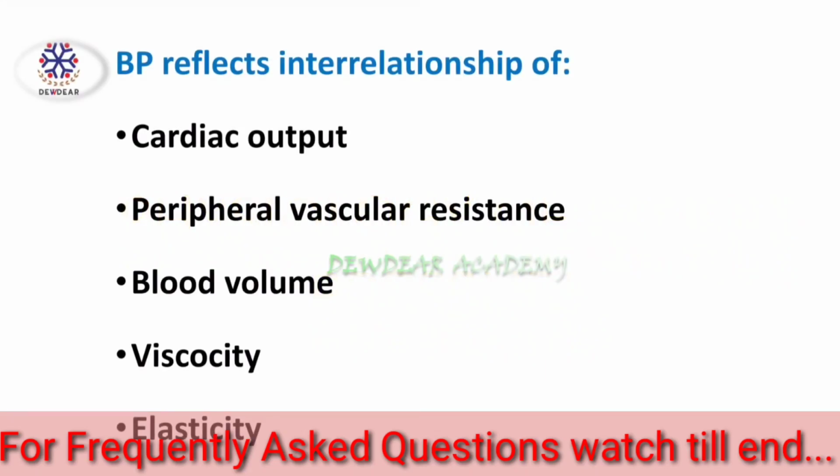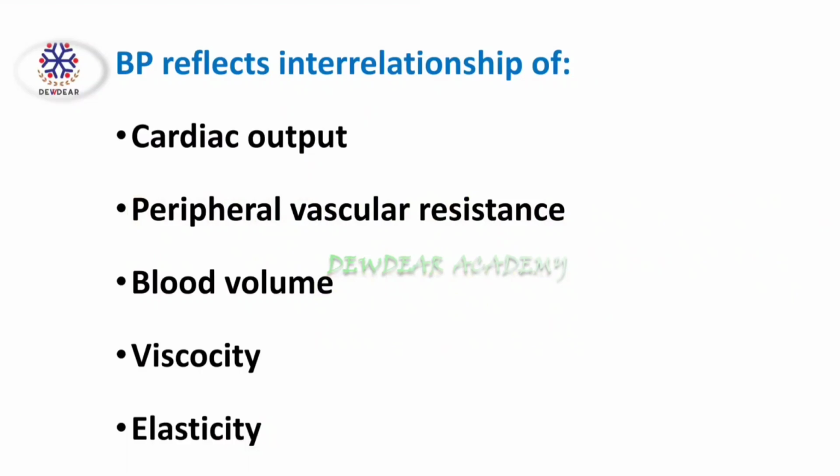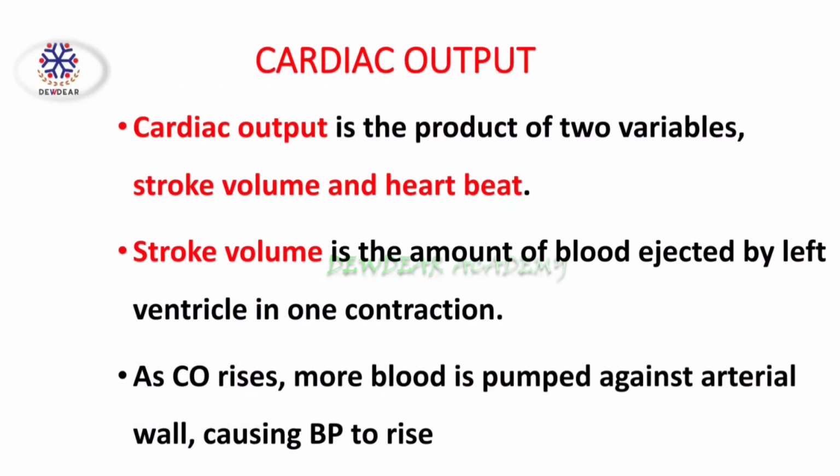It reflects the interrelationship of cardiac output, peripheral vascular resistance, blood volume, viscosity and elasticity. Cardiac output is the product of two variables, that is the stroke volume and heartbeat. Heartbeat is simply a count of the number of times a heart beats per minute, and stroke volume is the amount of blood ejected by left ventricle in one contraction. As cardiac output increases, more blood is pumped against the arterial wall, causing BP to rise.